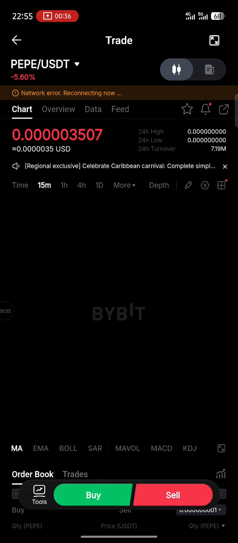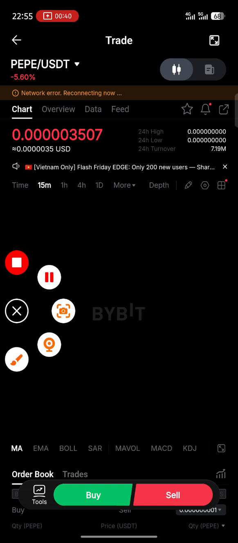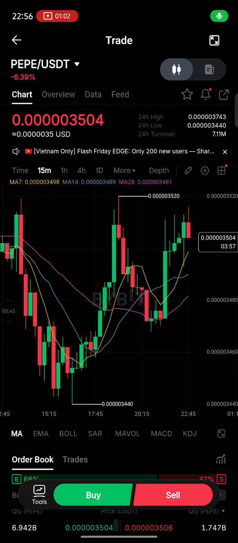All you just need to do is very simple. Make sure you have a verified Bybit account, and let's begin.